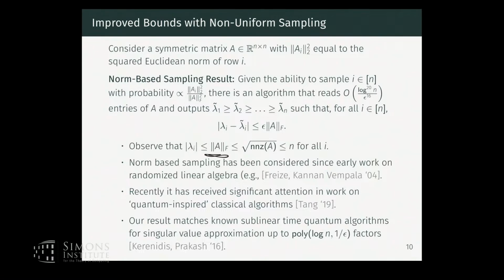And if you were at David's talk yesterday, this is the type of guarantee that sketching methods give. But sketching methods aren't sublinear time. They have to read the whole matrix, right? Of course, here I'm assuming this stronger sampling oracle, right?